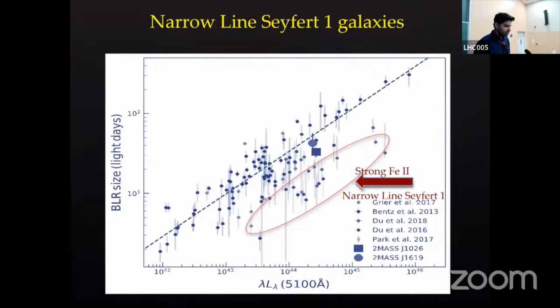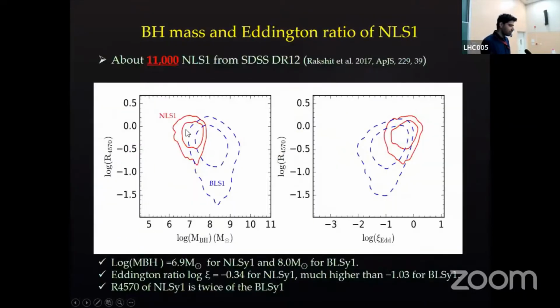Since I will be finishing soon, just to talk about this diagram I already showed, where the strong FeII emitting AGNs are deviate from this relation. If you plot again the FeII strength against black hole mass and the FeII strength against the Eddington ratio, these sources show a distinct separation between narrow lines and broad lines. So NLS1s are twice as FeII strong as the BLS1s, and the NLS1s host lower mass black holes than the broad line ones.